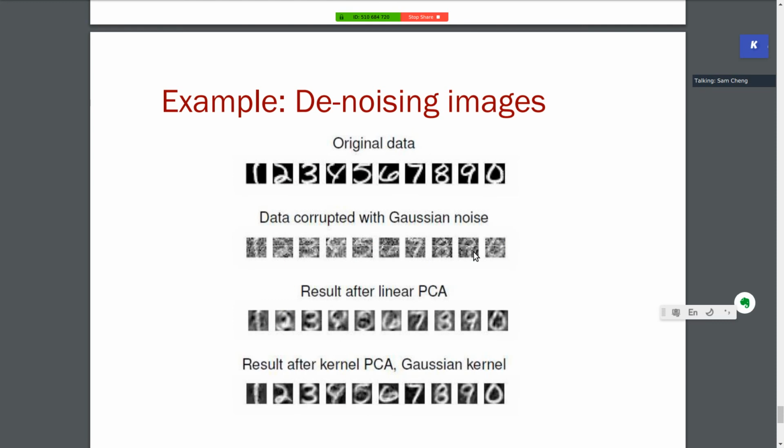For example, this is used for denoising like this. We have some data with some Gaussian noise. Then this is just using linear PCA. So how do you denoise in classic PCA?